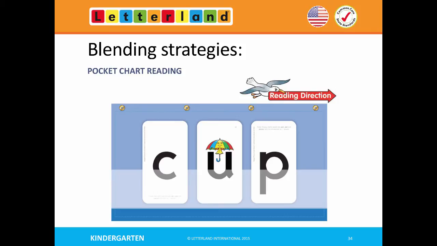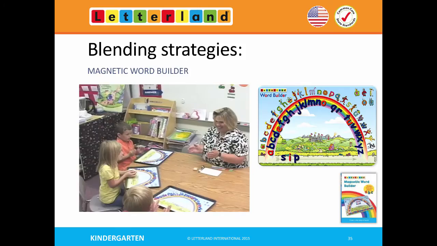Remember to always make sure you have a reading direction arrow on the chart. You can also use any magnetic letters to build words. Letterland's magnetic word builder has a reading direction arrow included in the artwork. So when the teacher names the sounds or letters and the children build the word, the concept of reading from left to right is reinforced.